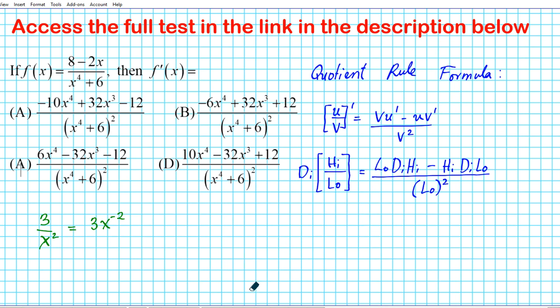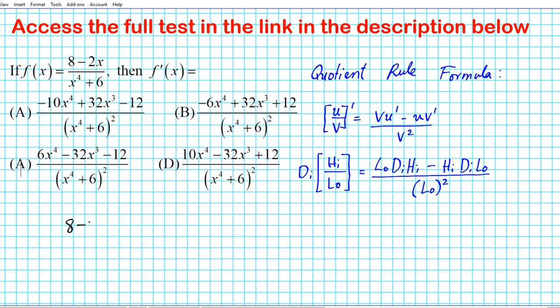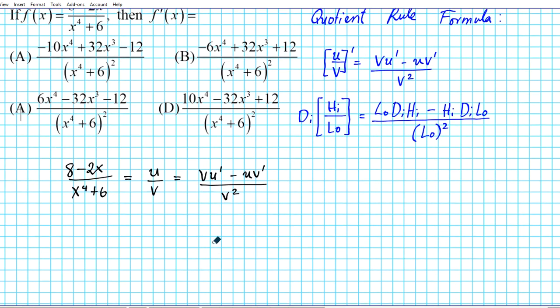Alright, let's go ahead and apply the formula to this particular scenario. So we have (8 minus 2x) divided by (x to the fourth plus 6). Now the function in the numerator is your u, and the function in the denominator is your v. So we're going to have (v u prime minus u v prime) over v squared. I'm just rewriting the formula again so I don't make any mistakes.